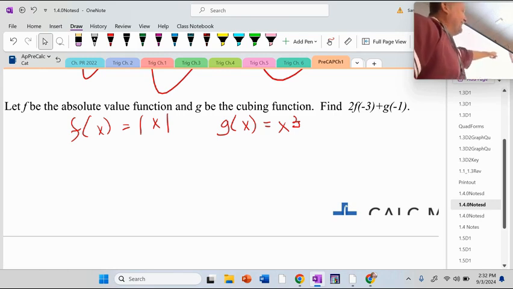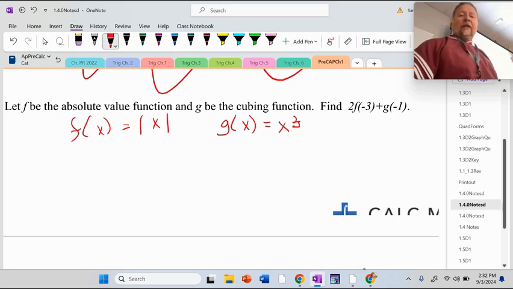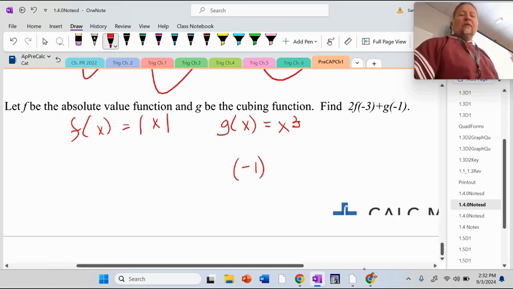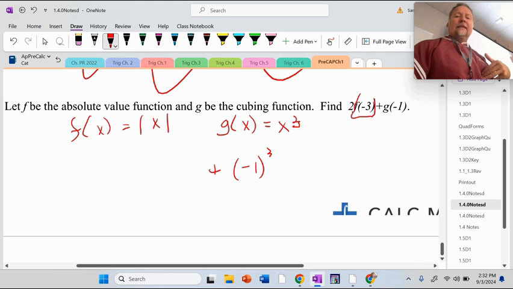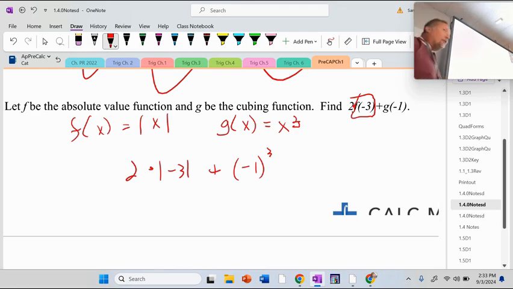So now find 2f of -3 plus g of -1. Well, everyone knows what g of -1 is. g of -1 means plug in -1 into the g function. And then I have to add that to f of -3, that's easy. That means I go to the f function and I plug in -3. What's that 2 out in front mean? 2 times. That's it. So that's all this means in function notation, the ability to evaluate.